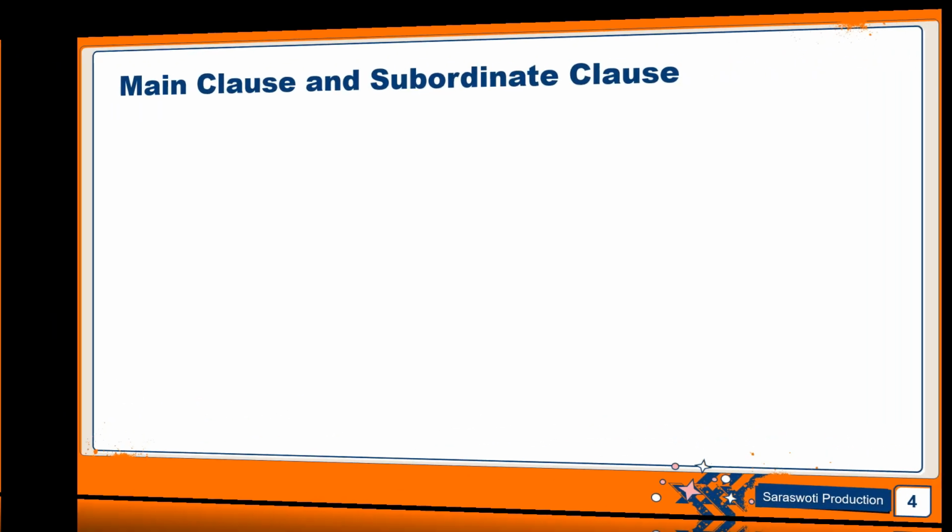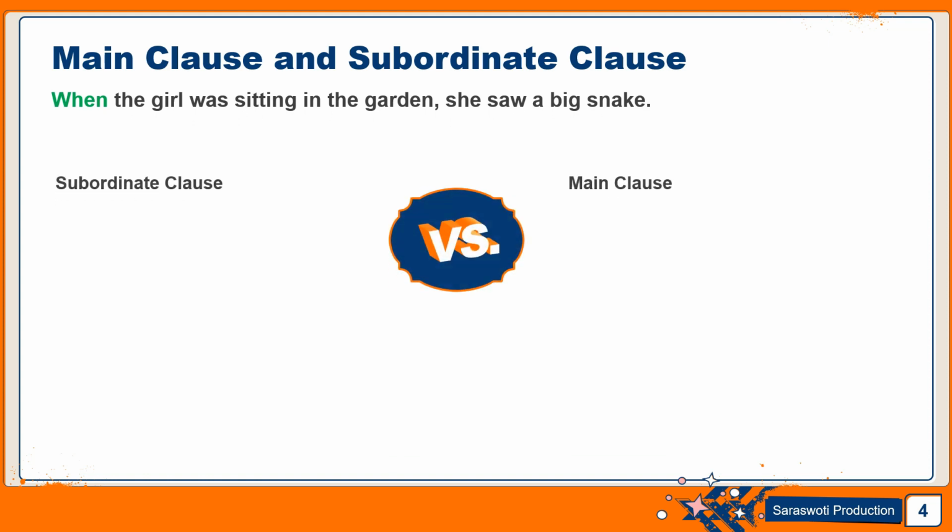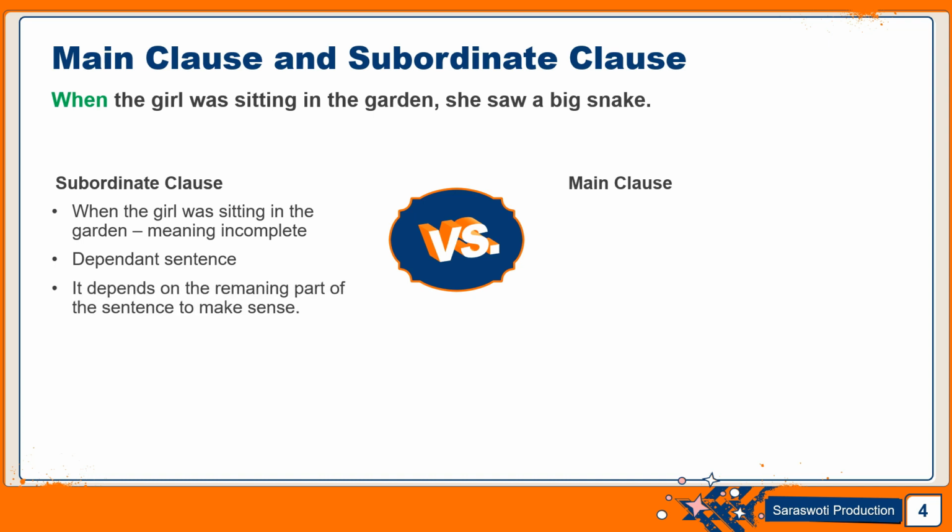Read this sentence. When the girl was sitting in the garden, she saw a big snake. It has two clauses. The clause, when the girl was sitting in the garden, is incomplete in meaning. It depends on the remaining part of the sentence to make complete sense. It is called a subordinate clause.